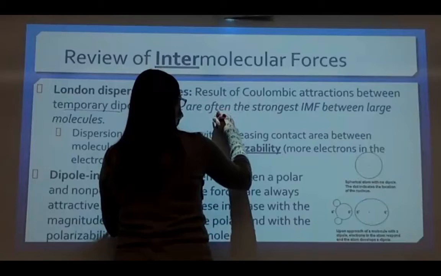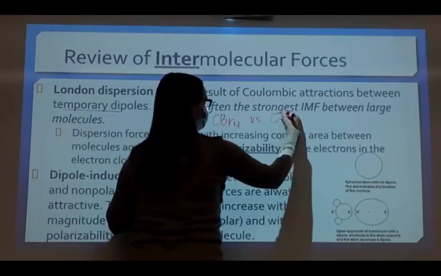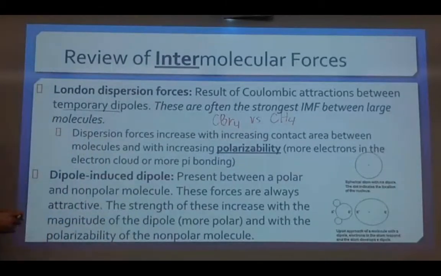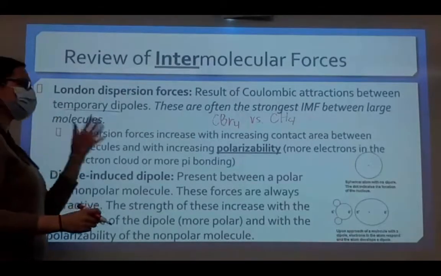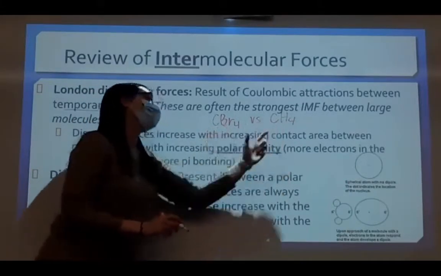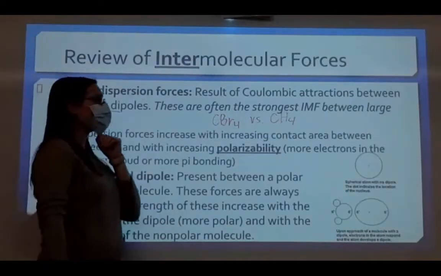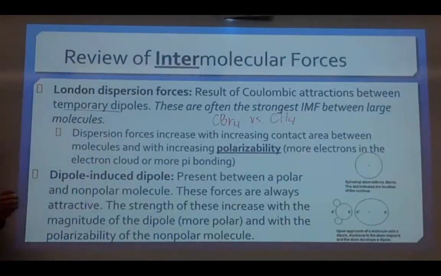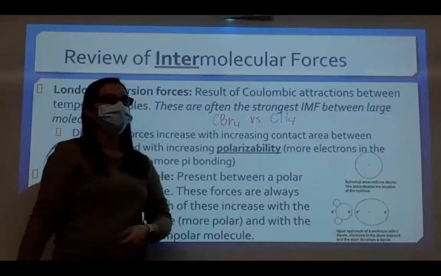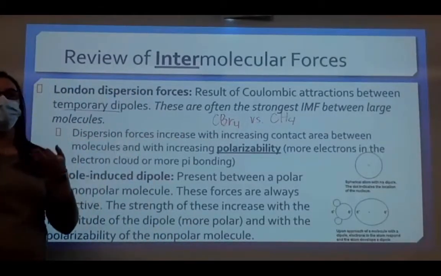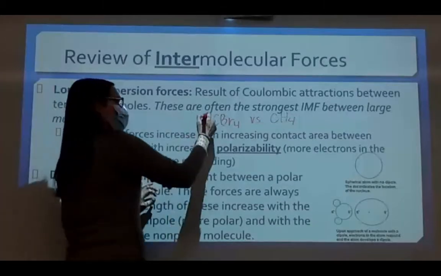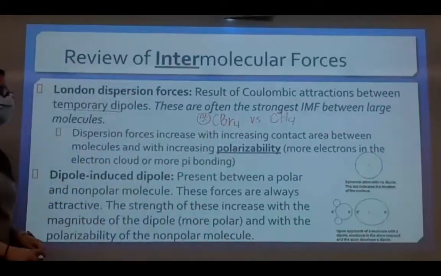So if we look at CBr4 versus CH4, these are both nonpolar molecules. Dispersion forces are exhibited in everything, but it's the predominant force between nonpolar molecules. So CBr4 and CH4 are both nonpolar. There's not one side that's more positive than the other. When we're looking at which one is stronger, as a quick way to check, I can look at the molar masses. Br is a more massive atom than hydrogen. So CBr4 will actually have stronger dispersion forces.